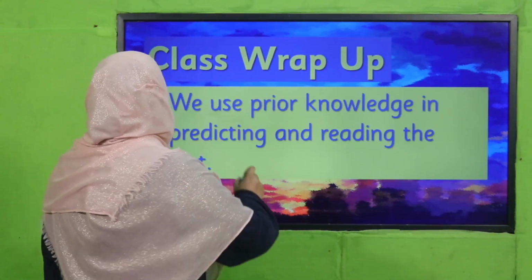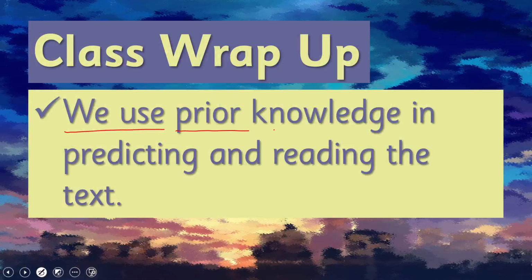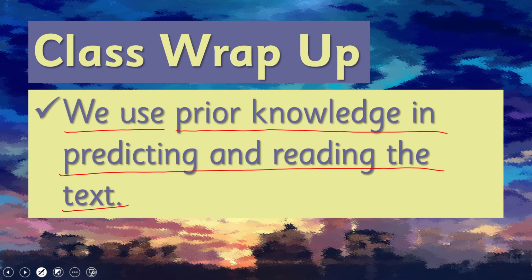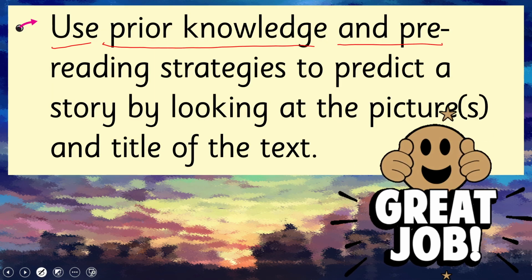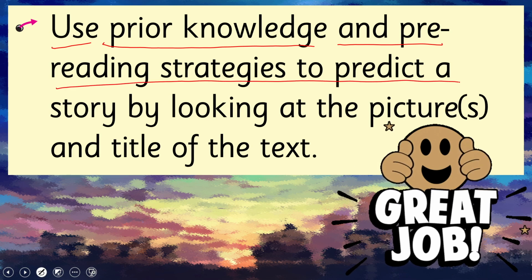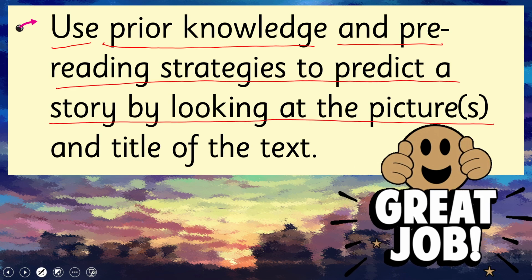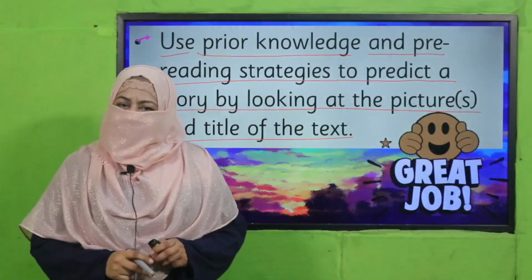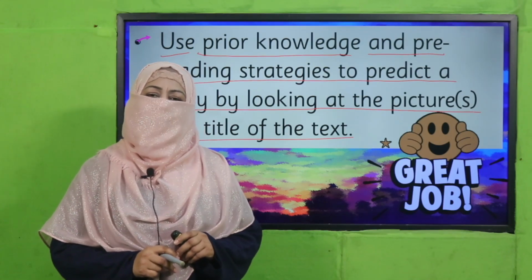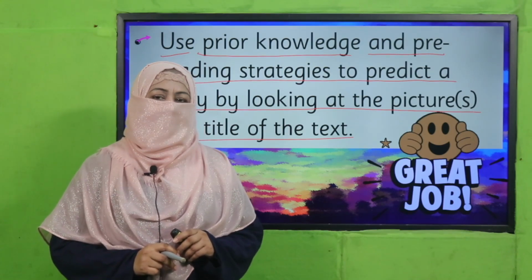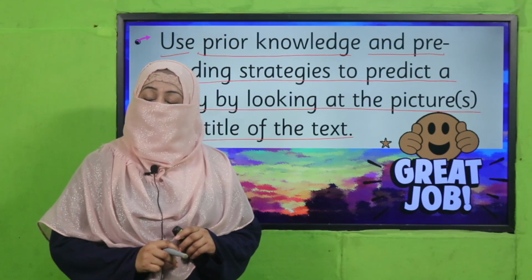So what we have learned today, we learned to use prior knowledge in predicting and reading the text, and we completed our SLO to use prior knowledge and pre-reading strategies to predict a story by looking at the pictures and title of the text. Are we done with it? Yes. So that's it for today. Tomorrow I'll come again with a very interesting lesson. And we'll do the question answers of this unit.